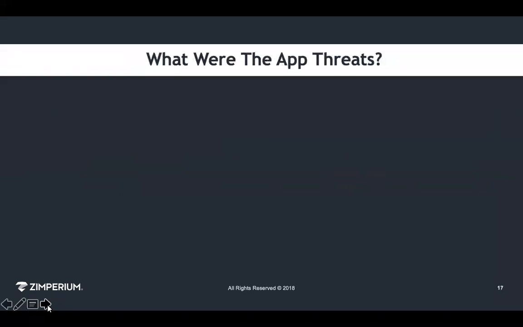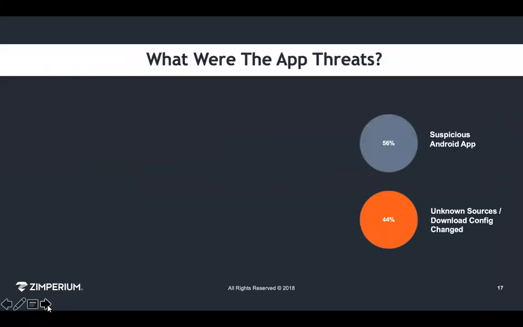And then finally, what about the app threats, right? Well, two big buckets we put in are suspicious Android app and unknown sources download config change, basically changing things around so that you can download from other places, or you're downloading from sources that are not really known, trusted, respected, et cetera.